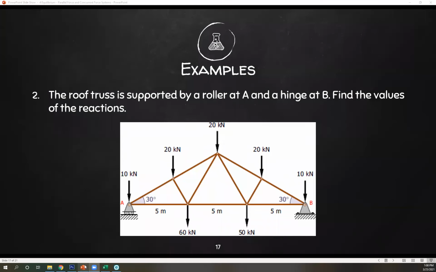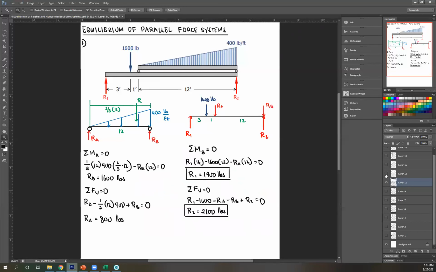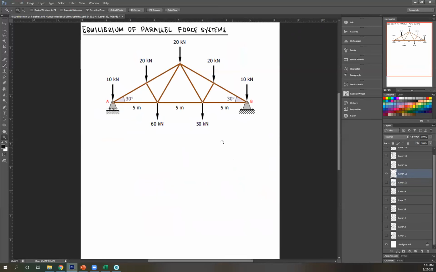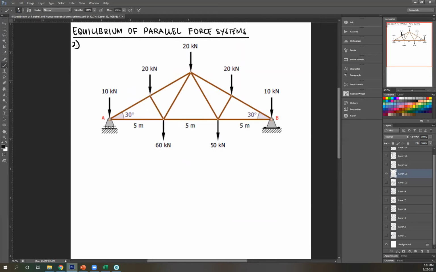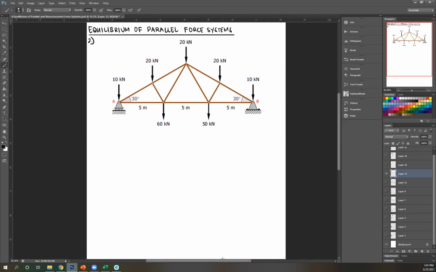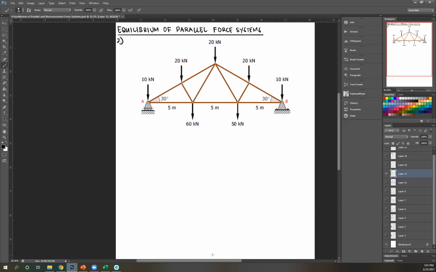Okay. A roof truss is supported by a roller at A and a hinge at B. Find the values of their reactions. So another problem, just looking for reactions. This is number 2. Right? Okay. So we've solved for a problem like this before, right? So now we're only concerned with reaction. We're only concerned with the resultant of all of this.